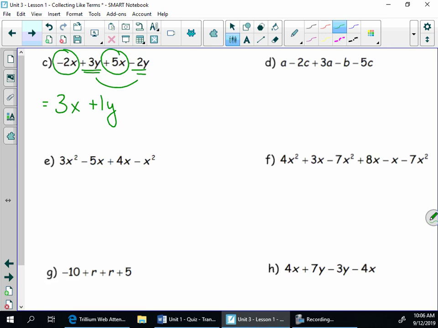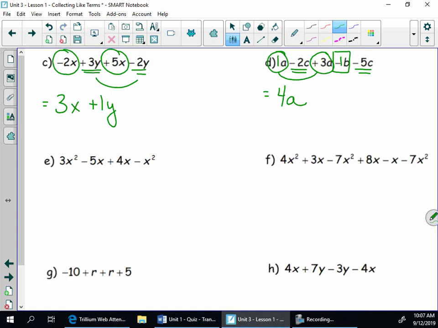Okay, look at D. D's got some letters, no numbers in front, so let's put the numbers in front to remind ourselves. All right, 1a can go with positive 3a's. Negative 2c can go with negative 5c. The b, well, there's nothing that has b's in it, so I can't go with anything else. Let's collect. What's 1 plus 3 make? That's 4 a's.